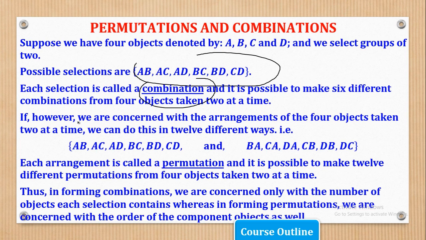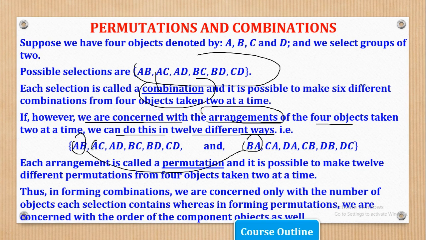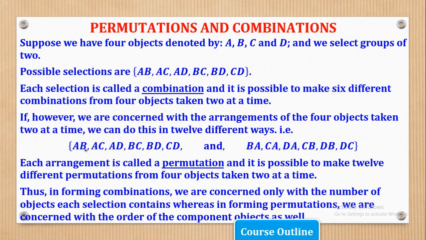However, if we are concerned with the arrangements of the four objects taken two at a time, we can do this in 12 different ways. In combinations we don't mind the arrangement, but in permutations we mind the arrangement. So AB is different from BA, AC is different from CA, AD is different from DA, BC is different from CB, BD is different from DB, and CD is different from DC. In that case it makes 12, because these are 6 and these are 6.